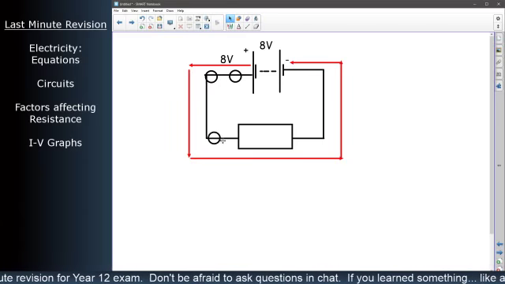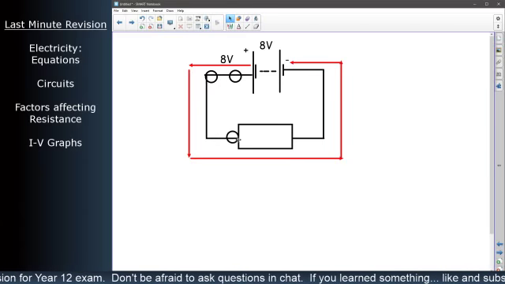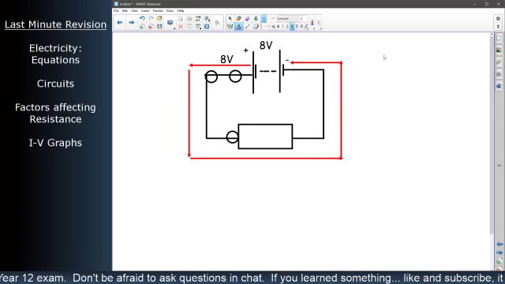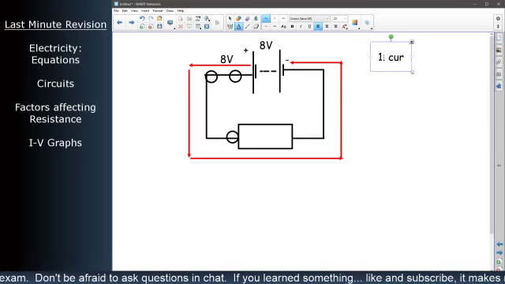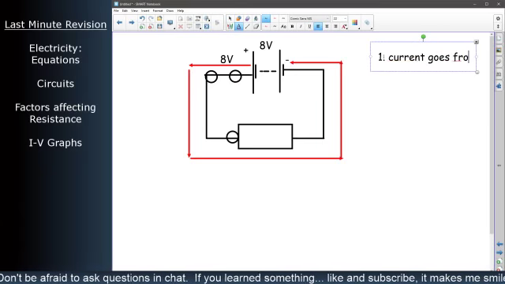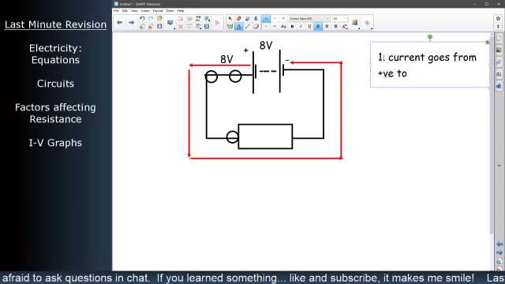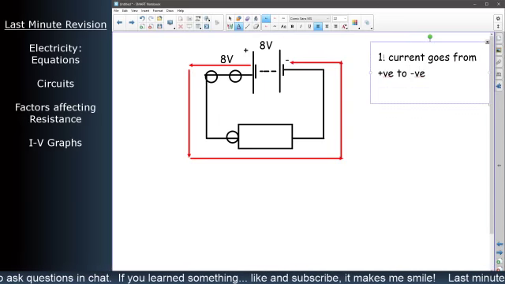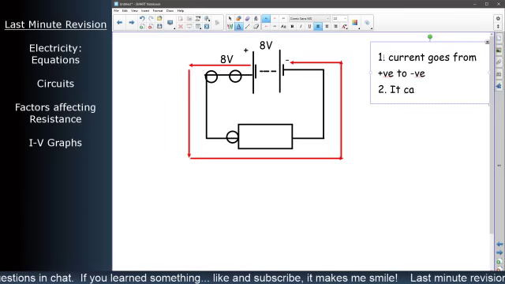Right, so round we go into here, and our 8-volt system arrives here. Now this is when we get our rules. Okay, so rules are: 1, current goes from positive to negative. 2, it can't go back on itself.